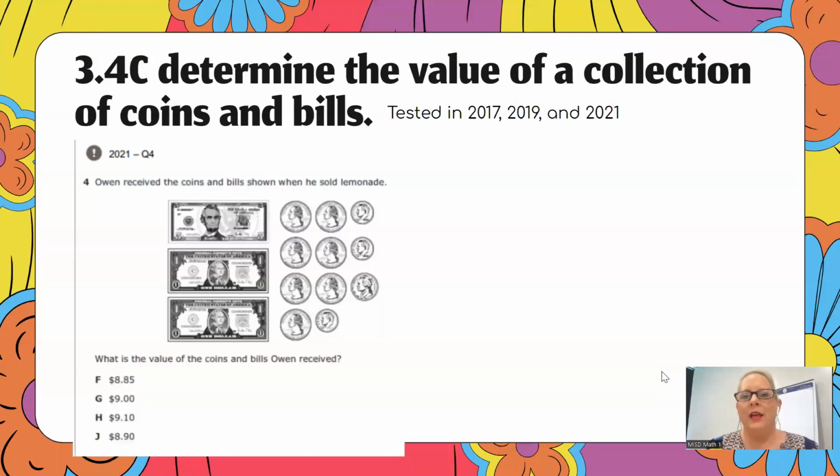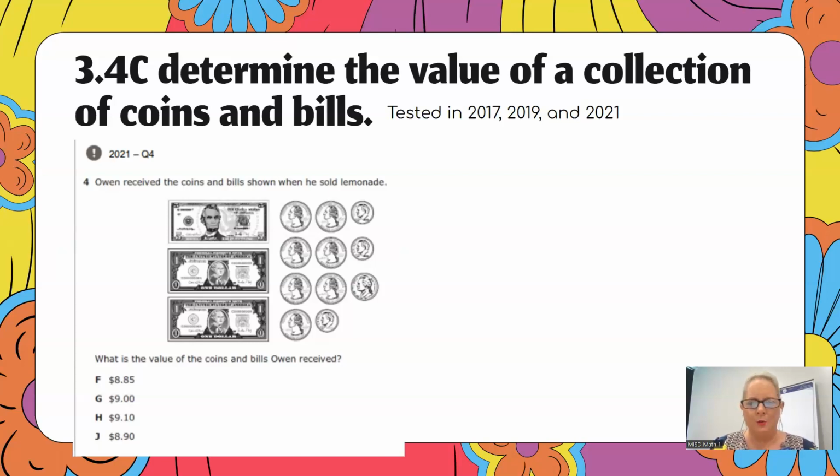Okay, so let's go ahead and talk about 3.4c, determine the value of a collection of coins and bills. So this TEK is a supporting standard, which means it's not tested every single year. Sometimes it's tested, sometimes it's not. So when I look at all of the questions for 3.4c, I see that it's been tested in 2017, 2019, and 2021, which if I follow that pattern this spring in 2023, it could be a test question.